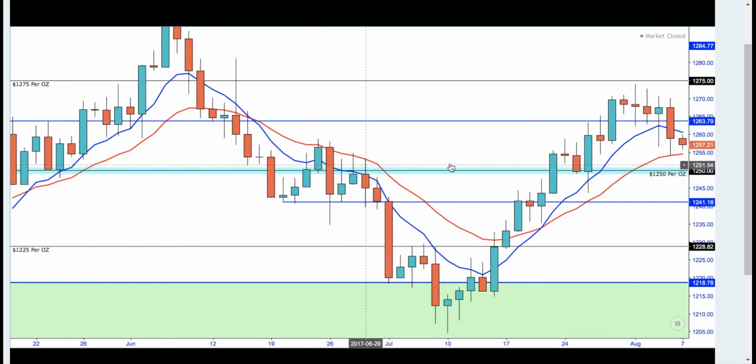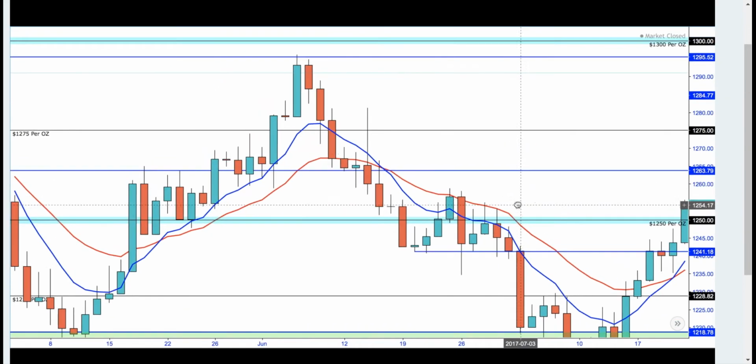So again, we also have 1250 there as well, guys. So that's the resistance at the time. Spike through res, rejection, rejection, rejection. Here we hit the 80 MA. Here we hit the 18. Then we hit the 18 once more there.